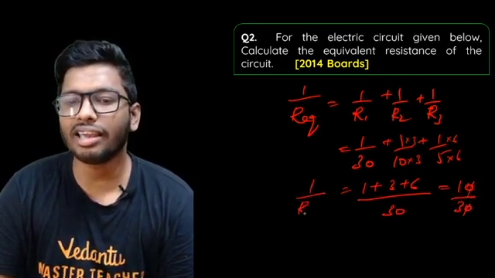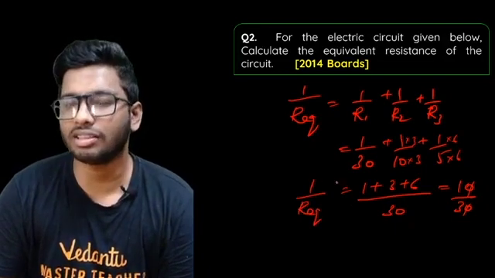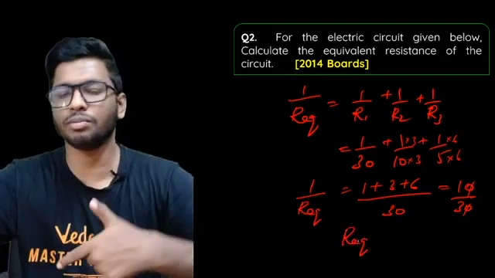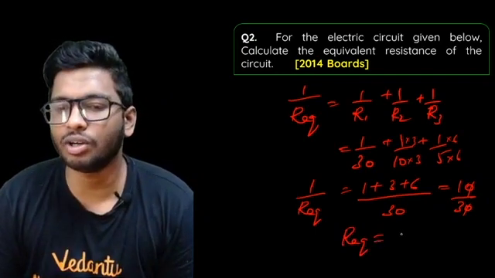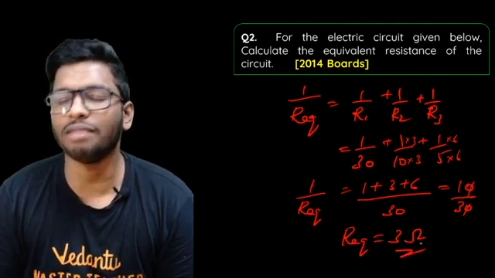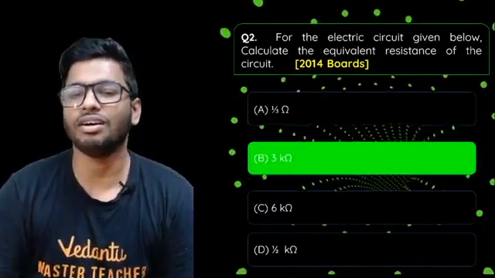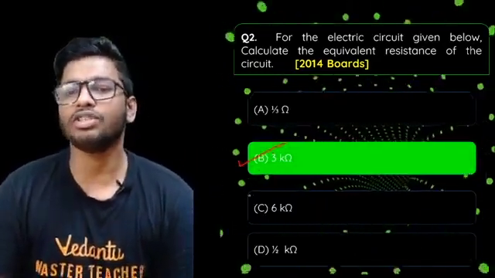So 1 by R equivalent is equal to 1 by 3. But then when you talk about the equivalent resistance, you just have to reciprocate it. So R equivalent is equal to 3 ohms. So that will be the answer to this question. The answer to this question is actually 3 ohms. So the right answer is actually option number B, which is 3 ohms.